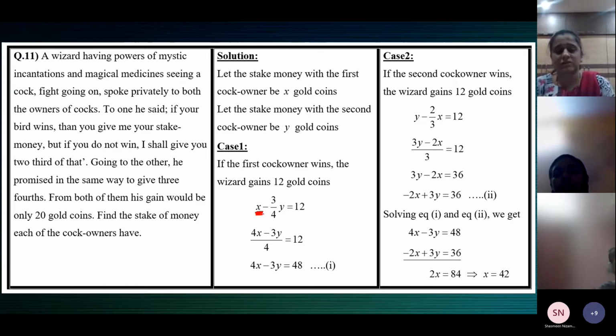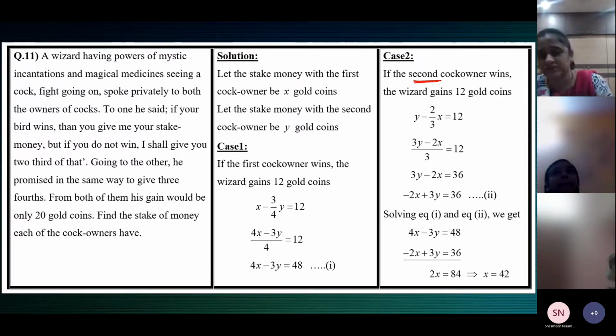The winner is the first cock owner. If the first cock owner wins, the wizard receives X, his stake money, X gold coins. The wizard will receive all his stake money, X. And who's the loser now? If the first one wins, the second one is the loser. How much does the wizard agree to pay the second one? 3/4 of his stake money. So 3/4 of Y he'll give him. So minus 3/4 Y is equal to 12.